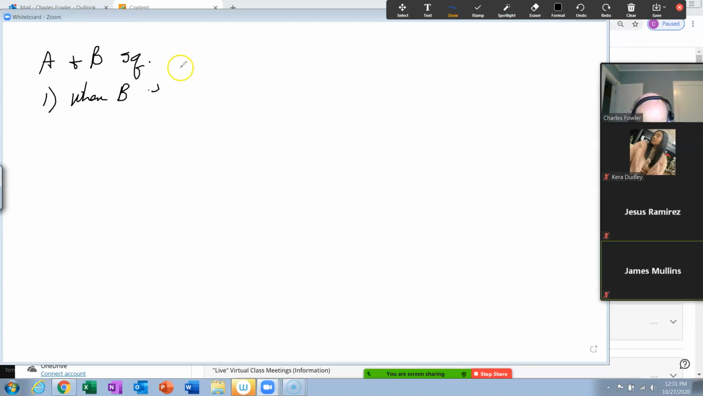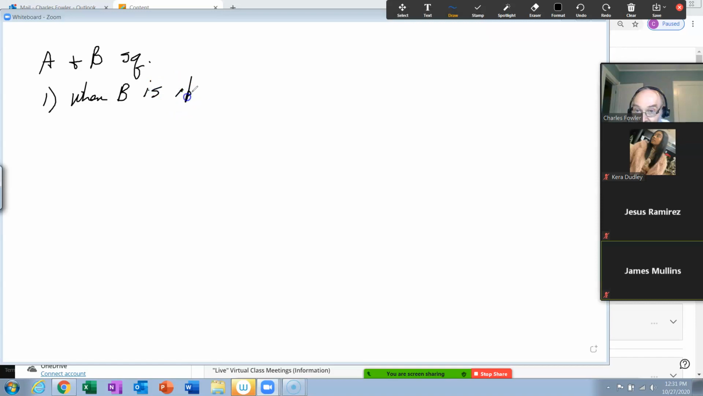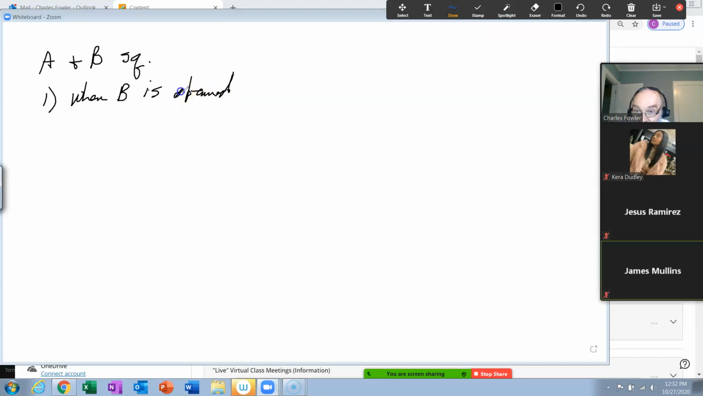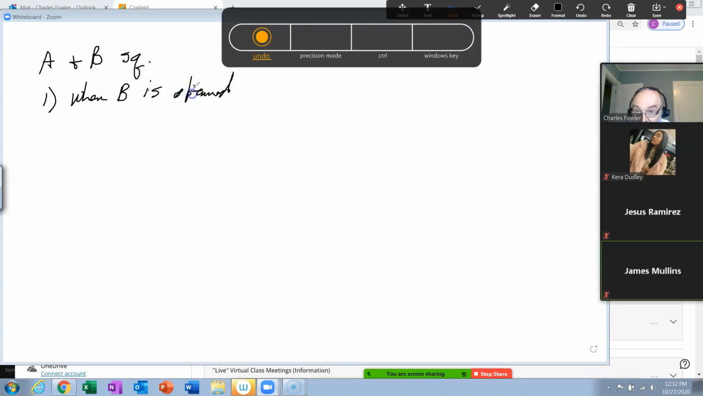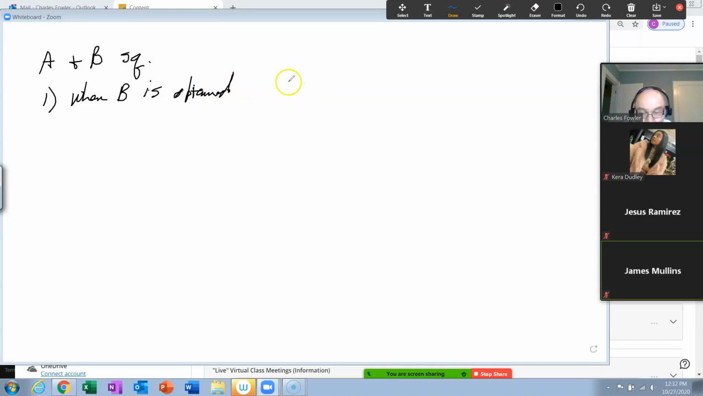I don't know, I'll just do it this way. When B, this is just really awkward writing, is obtained, and for some reason it's so much easier, it prints better, it writes better if I do it cursive than if I do it printing. I don't know why.